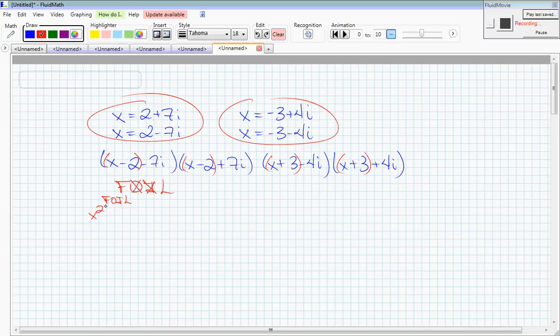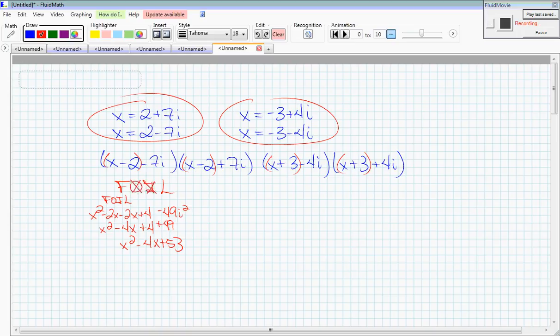X times x is x squared. X times negative 2, negative 2x. Negative 2 times x, negative 2x, and negative 2 times negative 2 is plus 4. L times L would be negative 49i squared. So here we have the first F, which is a FOIL, and then the last. Again, O and I canceled out because they were conjugates. Combine like terms and simplify. This becomes a positive 49 because i squared is equivalent to negative 1, and negative 49 times negative 1 is positive 49. This becomes negative 4x plus 4, which simplifies to x squared minus 4x plus 53.